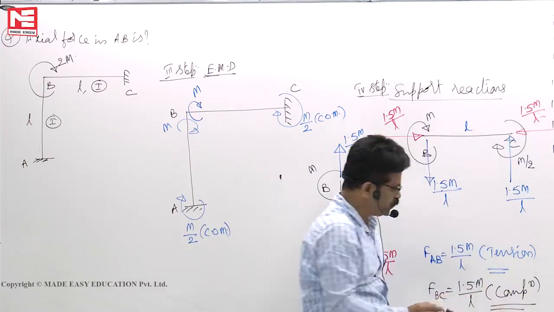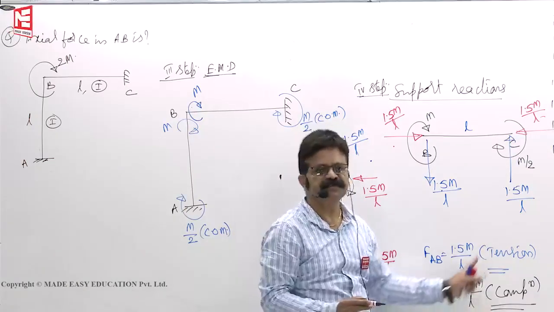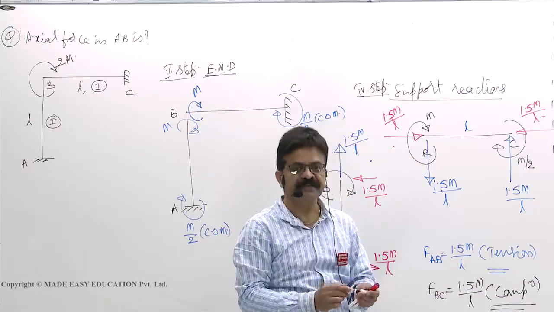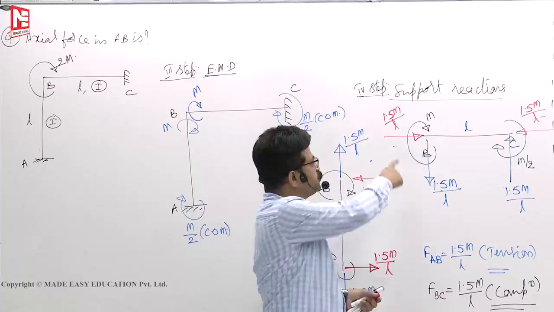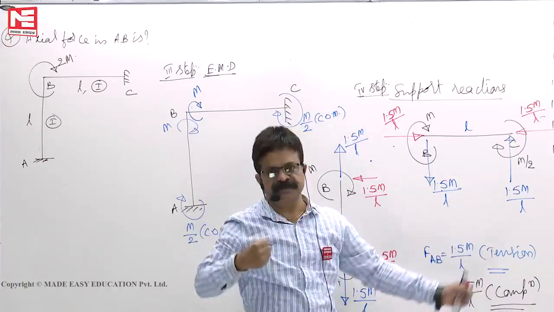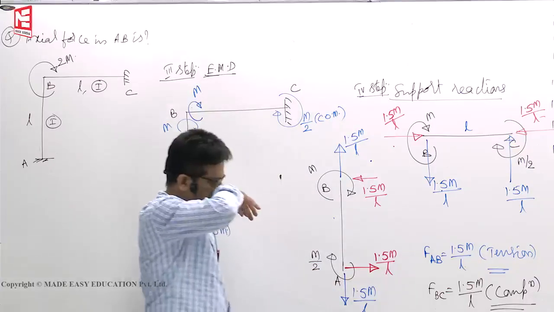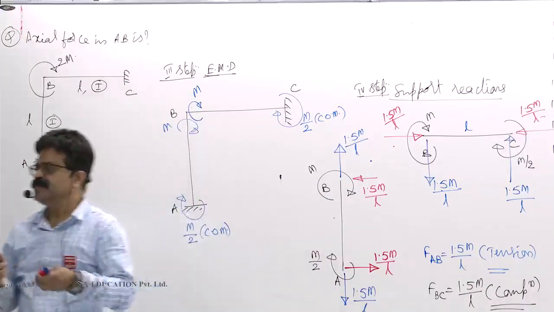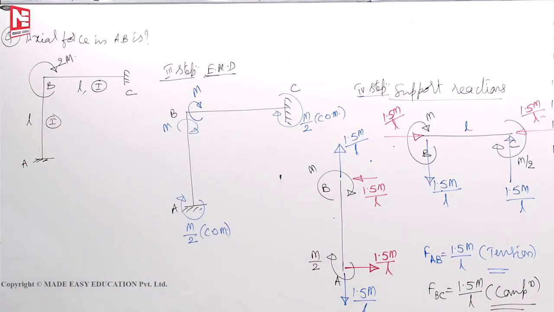They will ask you like this: 1.5 M by L tension, 1.5 M by L compression, like that. So not only the magnitude, its nature also you have to see. Is it compressing the member or pulling the member? Okay. Next, we'll see the deflection profile.